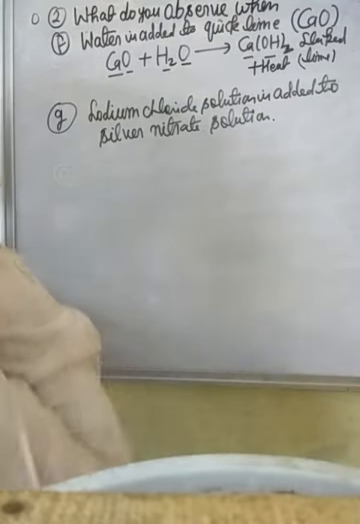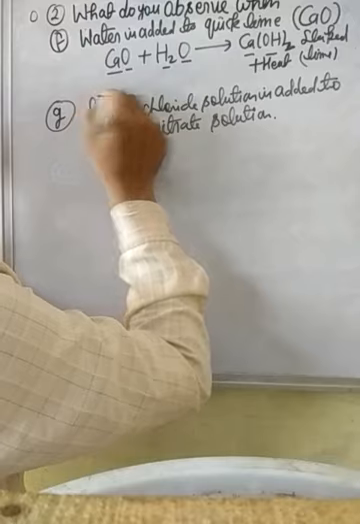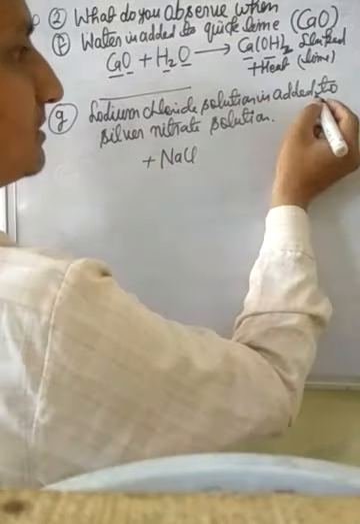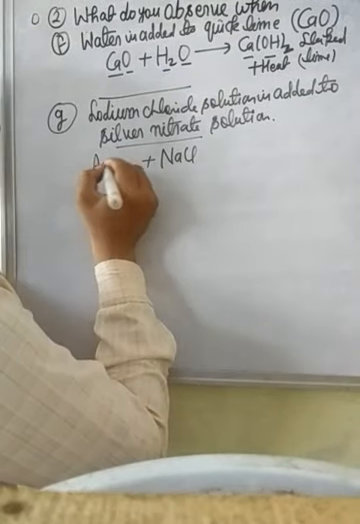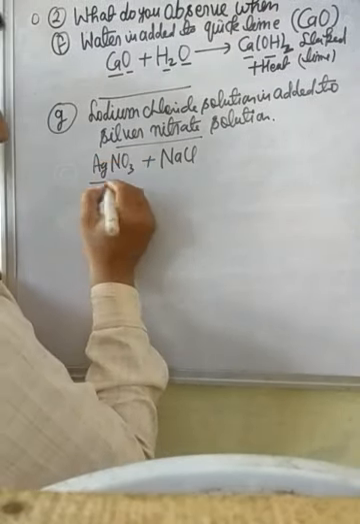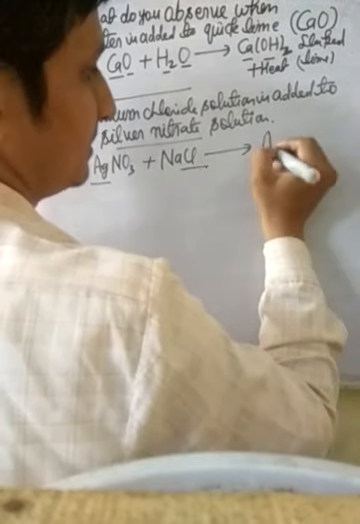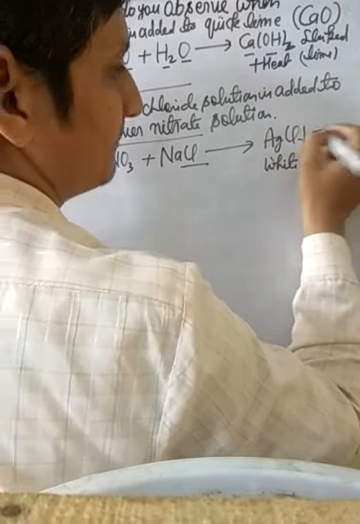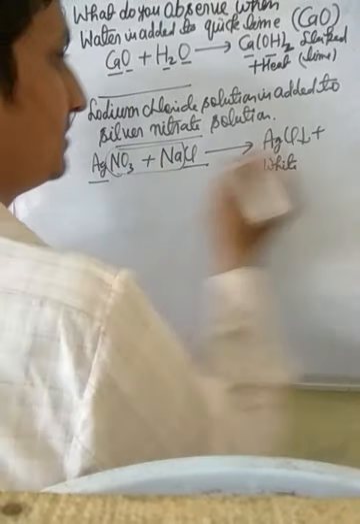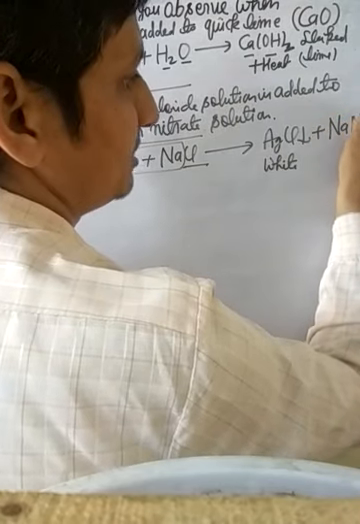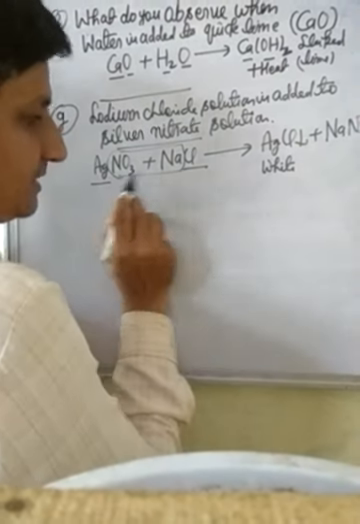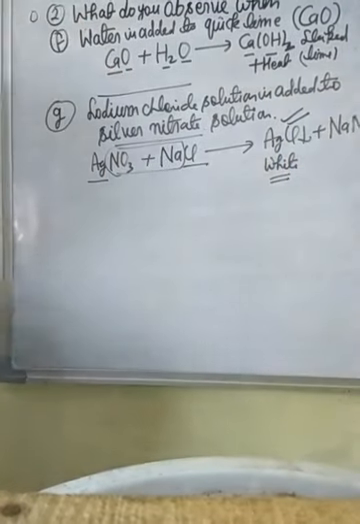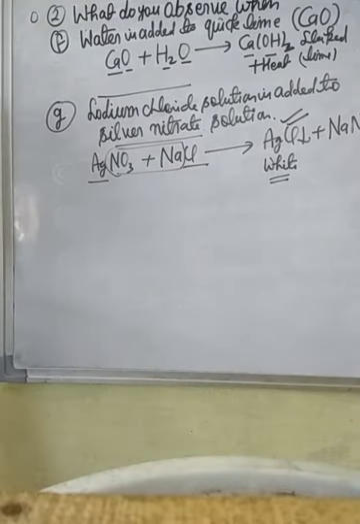These reactions are very important for your exam. Formula of sodium chloride is NaCl. Added means plus. Formula of silver nitrate is AgNO3. We get AgCl, white precipitate of silver chloride. After this, Na and NO3 combine, we get NaNO3, sodium nitrate. So we can say when silver nitrate is added to sodium chloride solution, white precipitate of silver chloride is formed.